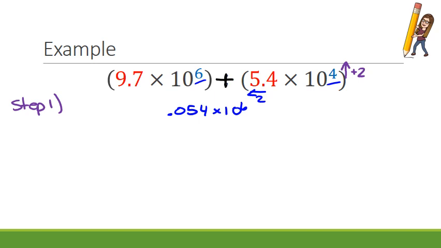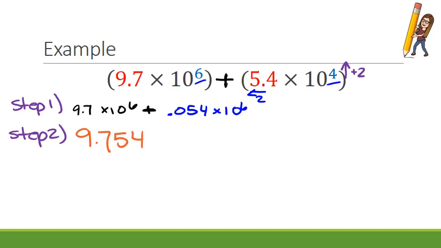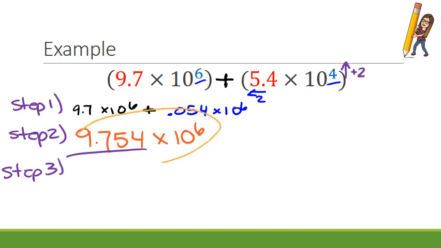Let's bring the original number back down. This was a 9.7 times 10 to the 6th. Plus sign in the middle. Step 2, I can actually add these now. So using my calculator, if I take 9.7 and I add 0.054, how easy is that? That works out pretty nice. We arrive at 9.754, and you keep your times 10 to the 6th. Step 3, make sure that your decimal is between 1 and 10. In this particular case, it already is.